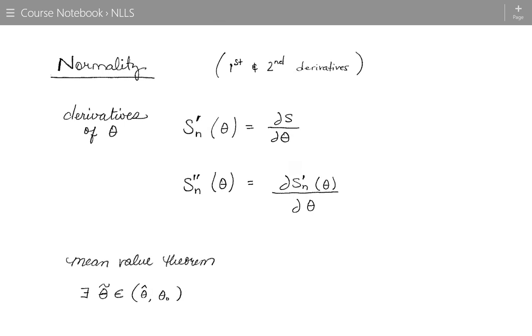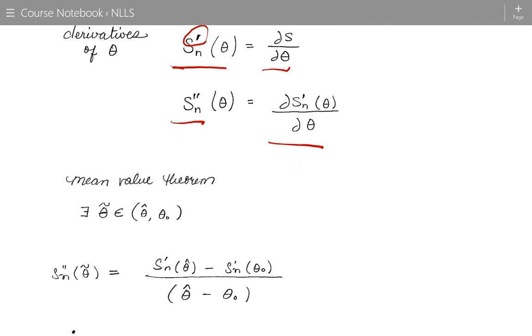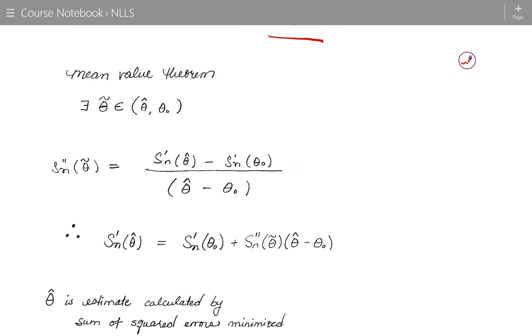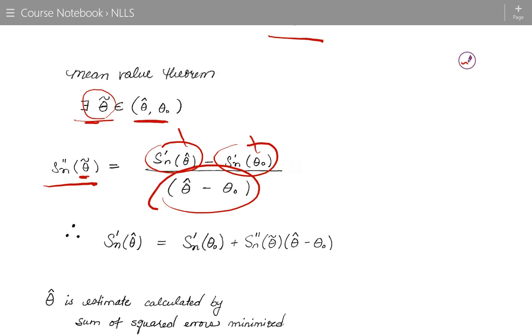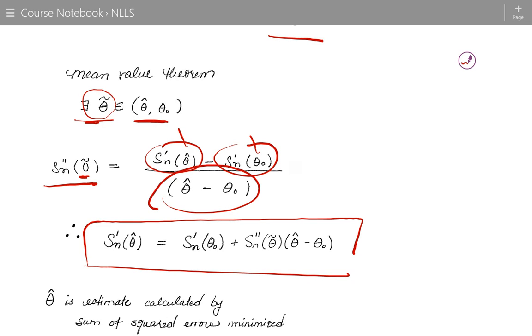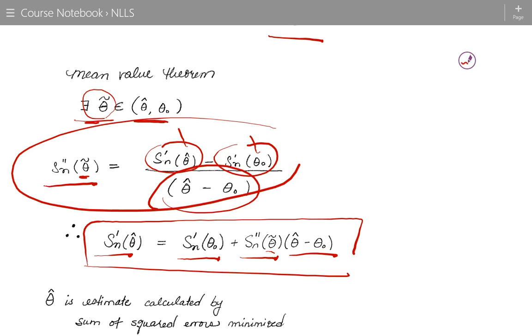Let's go on to normality. Let's define S prime as our first derivative. Double prime denotes the second derivative, or the derivative of the first derivative. Similar to what we did before, we will start with the mean value theorem, and it states that there exists a theta tilde in between theta hat and theta naught, where the second derivative at theta tilde is equal to the first derivative at theta hat minus the first derivative at theta naught, divided by theta hat minus theta naught. And therefore, by moving these equations around, the first derivative at theta hat is equal to the first derivative at theta naught plus the second derivative at theta tilde times theta hat minus theta naught. That's just the algebraic manipulation of this above.